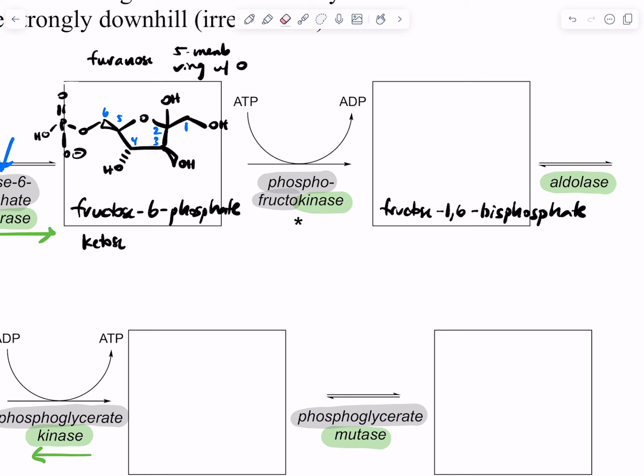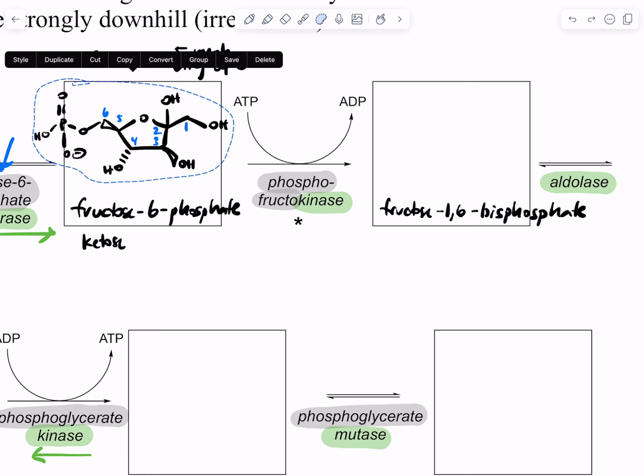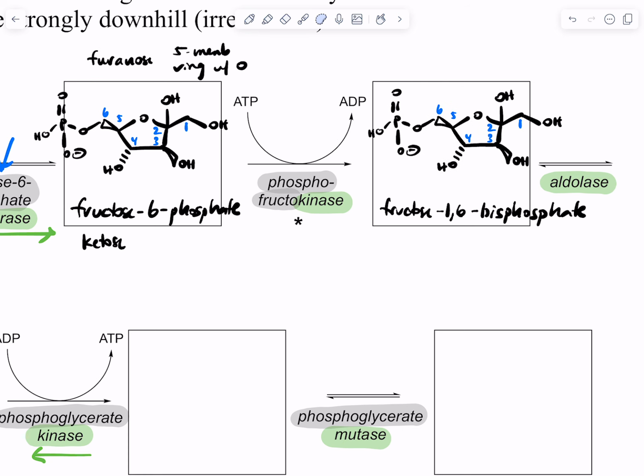And the next phosphate group goes on the... sorry, say that again? Bis means 2 phosphates, yep. Fructose 1,6 bisphosphate.